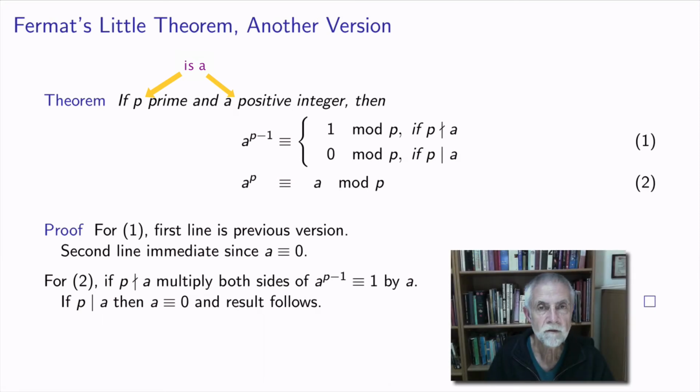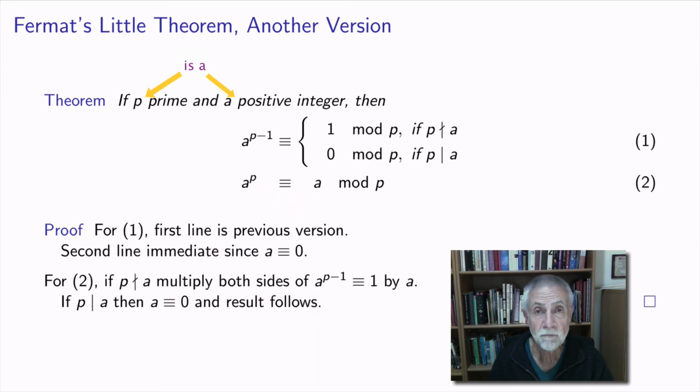There's another way of writing Fermat's little theorem, which you will often see. Although it may look more general, it's actually an immediate consequence of what we have just done. And here it is: suppose that p is prime and a is a positive integer, then a to the p minus 1 is congruent to 1 modulo p if p doesn't divide a, and that's what we just proved. And it's congruent to 0 if p does divide a, but of course that's immediate, because if p divides a, then a is congruent to 0 modulo p, and a to the p minus 1 will be congruent to 0 modulo p.